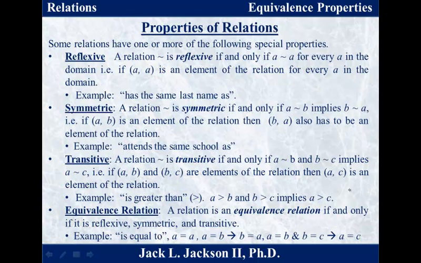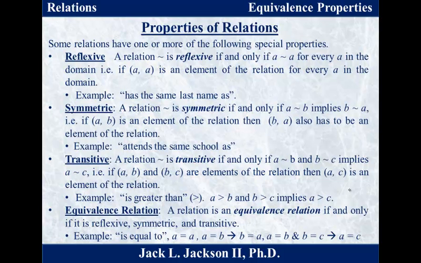Now, there's some special relationships that some relations have, and certainly not all relations have these properties. These are special properties that only certain kinds of relations have. But we're going to name these properties and see if we can talk about them just a minute. The first one is the reflexive property. A relation is said to be reflexive if and only if A is related to A.